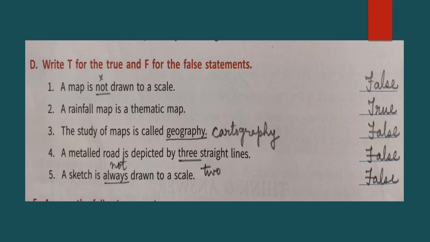Number 3, the study of maps is called geography, that is wrong. We'll put there false and we will correct it. The study of maps is called cartography. Number 4, a metalled road is depicted by 3 straight lines, again that is false because it is depicted by 2 straight lines. And the last question, a sketch is always drawn to a scale, that is wrong because a sketch is not drawn to a scale. It is a map which is drawn to a scale.